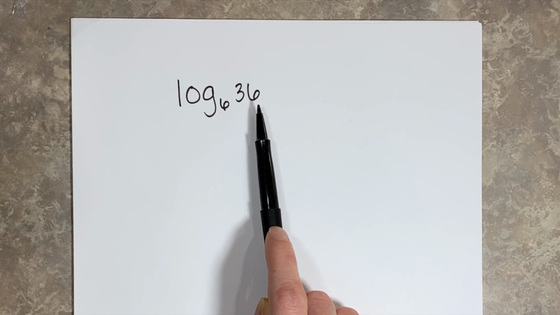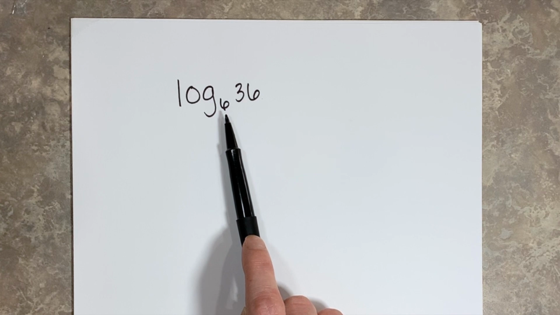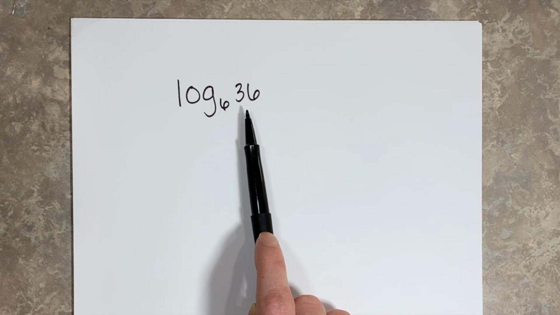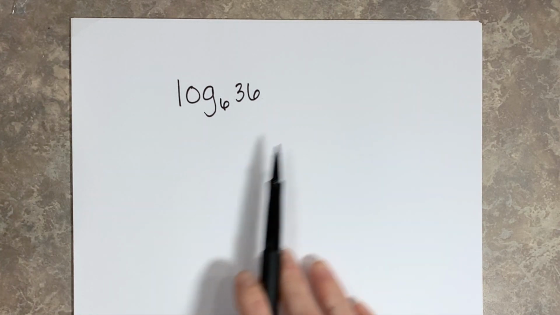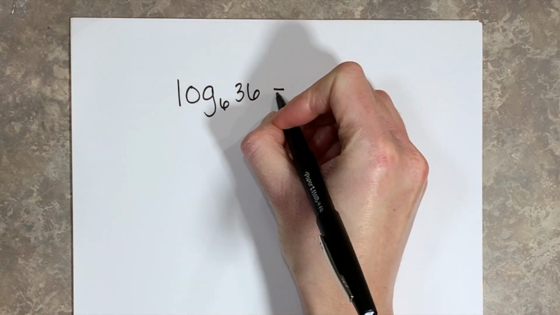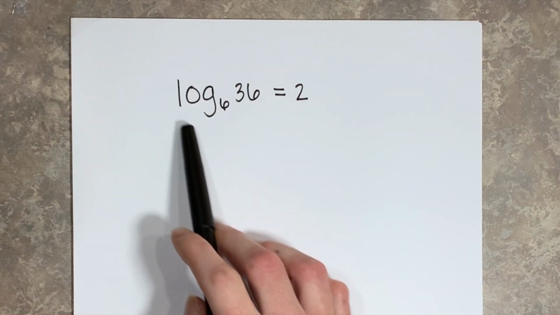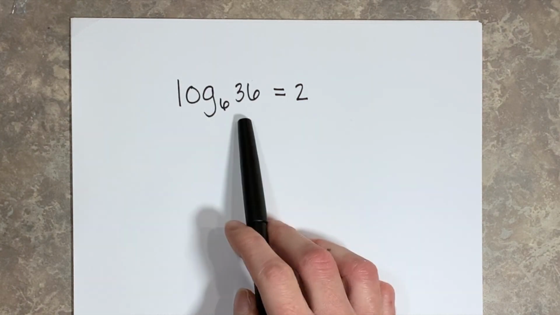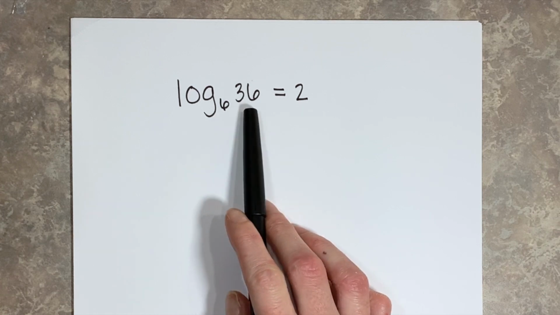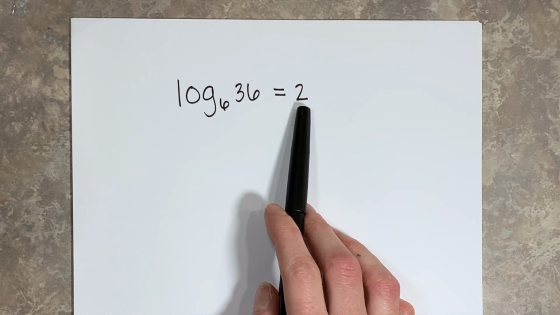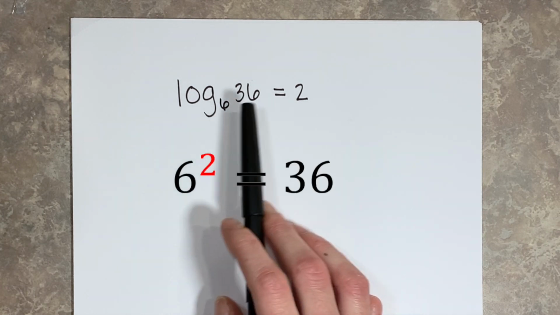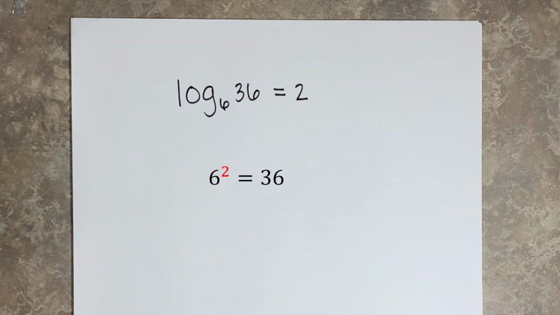I'll say that one more time. What exponent do we need to put on 6 to get 36? 2. So the value of this logarithm is 2. Again, a logarithm represents an exponent, and in this case, we're trying to find the exponent that we need to put on 6 to get 36, and that is 2, because 6 squared gives us 36.